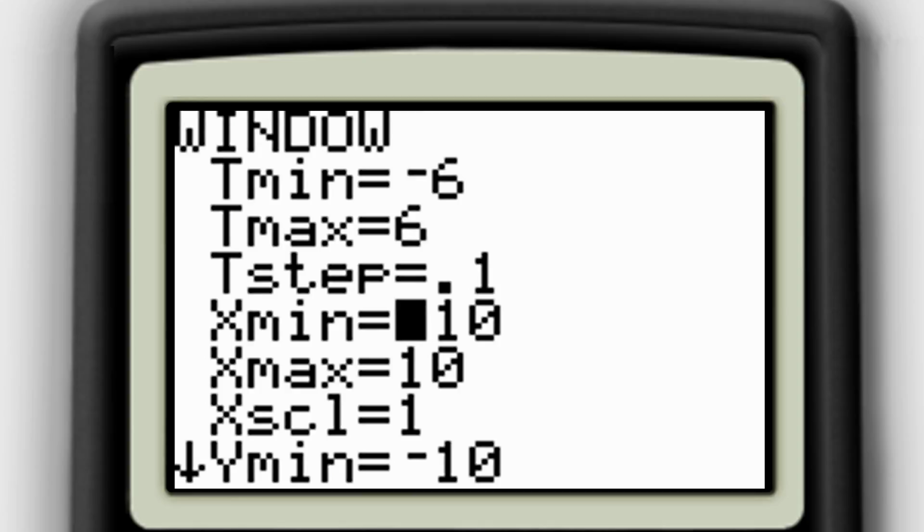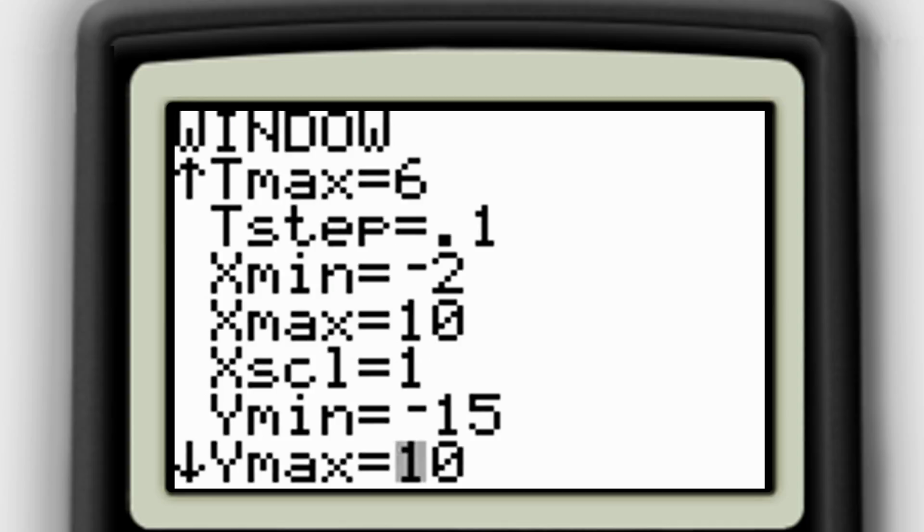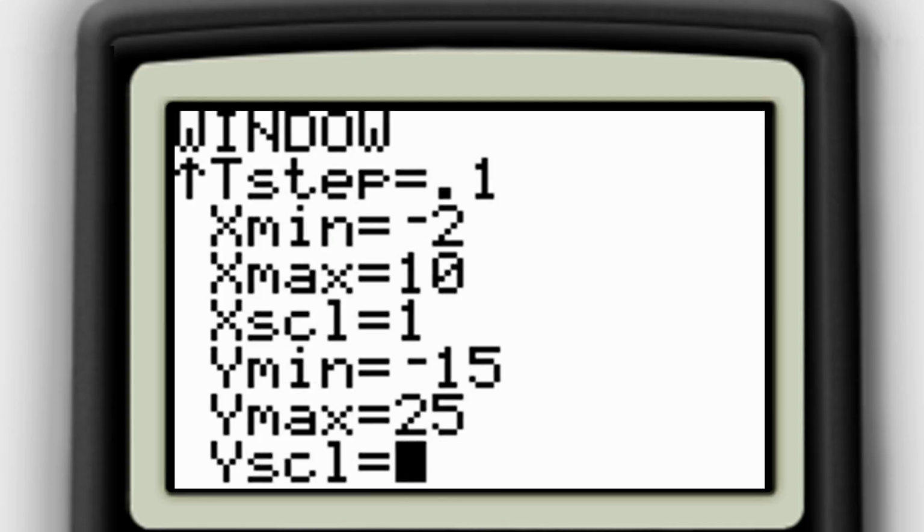And our x range will take from x min of negative 2 to x max of positive 10, and our x scale of 1. And for y range, we'll take y min from negative 15 to y max of positive 25, and our y scale as 2.